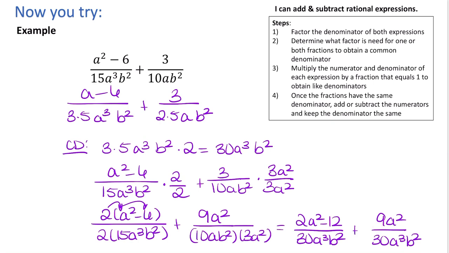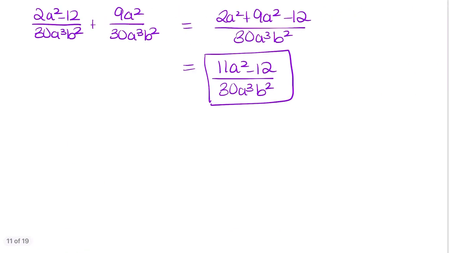So I went ahead and added my numerators together, okay? I'm over on this next slide. So when I add my numerators together, I get 2a squared and then 9a squared and then minus 12, okay? And that's over the common denominator, 30a cubed b squared. Here I can actually simplify because 2a squared plus 9a squared is 11a squared, and then I have my minus 12, and that's over the common denominator. There's nothing I can factor out to simplify any further, so I'm going to leave my answer like that.